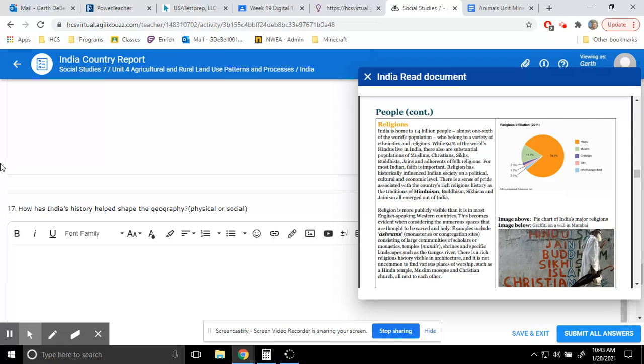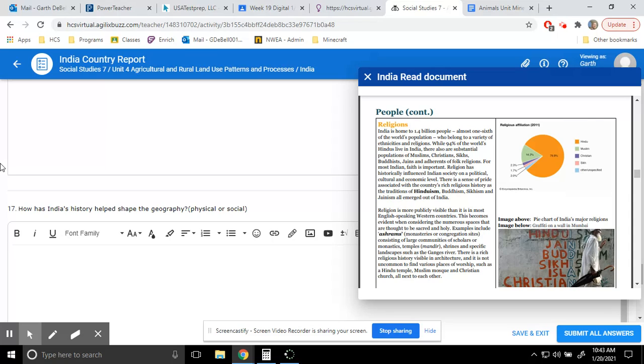Now, the government in India has been trying to change that. They've been trying to get rid of the caste system, but it's been around for so long and it's such a huge part of their culture that it's hard to do. So you could talk about how the Indian caste system has affected their social geography. Like what's going on now? You have some people that follow the caste system and some people that don't. You can also talk about the changes that they made to the environment, to the physical geography.